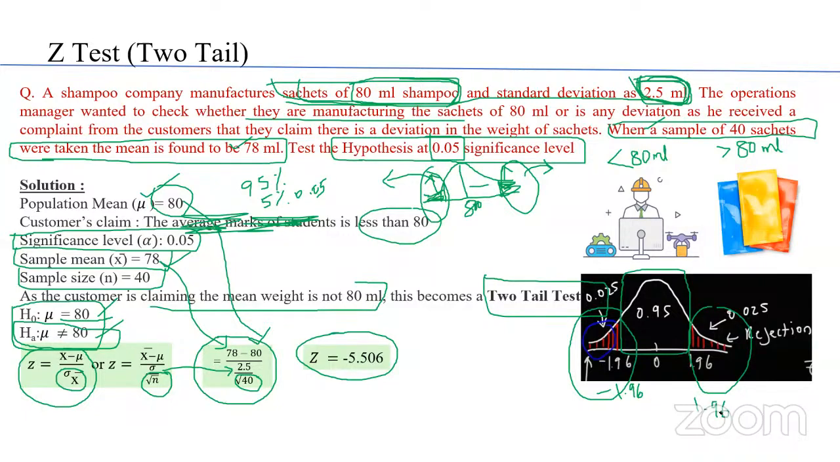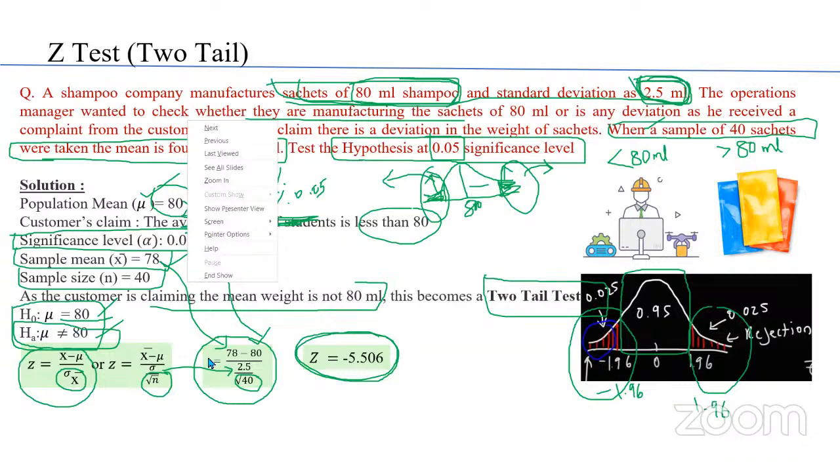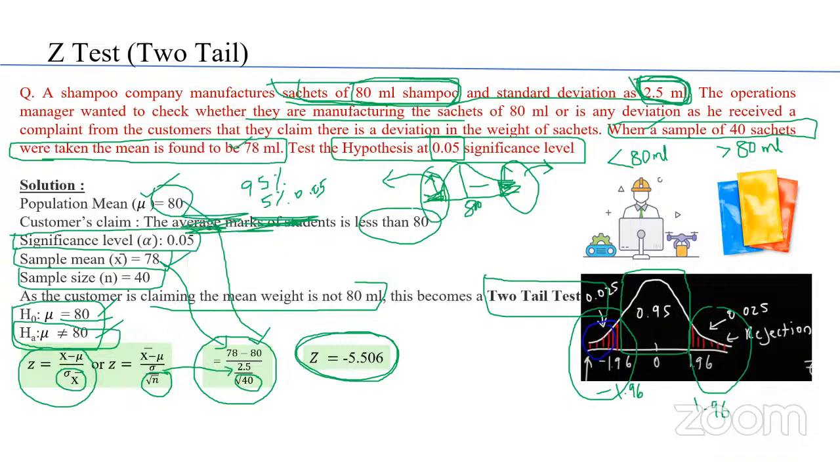I will share the table also along with that so that you can see. Now, as it is coming to be minus 5.506, what should we do? Should we accept the null hypothesis or fail to accept the null hypothesis? Accept the null hypothesis? Because your mean should be 0 and we have got a value which is lying at minus 5.506, which is very far from the acceptance region, so it should be rejected.